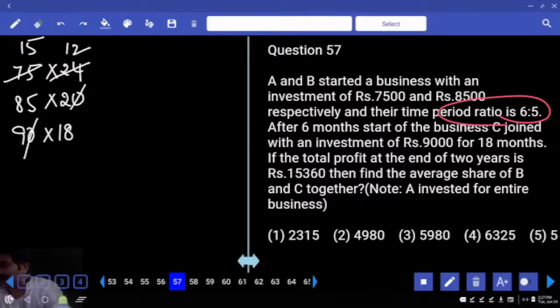The zeros cancel. 5 into 2 will give you 10. The second number and third number have 10 directly. The first number doesn't have 10, so I am cancelling 5 and then 2. Are you okay with this? Right.